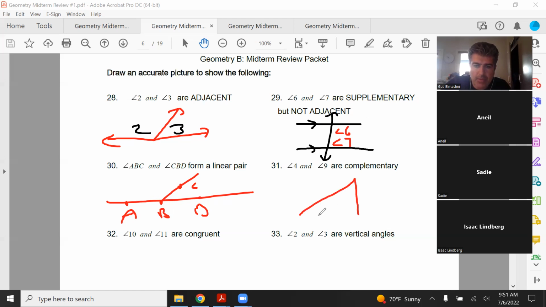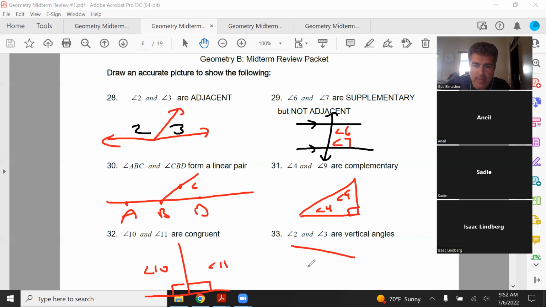Angles 4 and 9 are complementary. You can draw a right triangle. Then these are guaranteed to add to 90. Angles 10 and 11 are congruent. You could do something like this here. Have 2 right angles. That could be angle 10, angle 11. Those would be congruent.